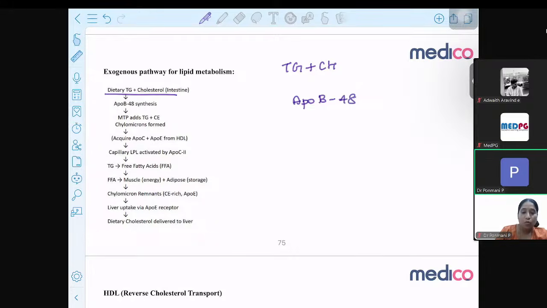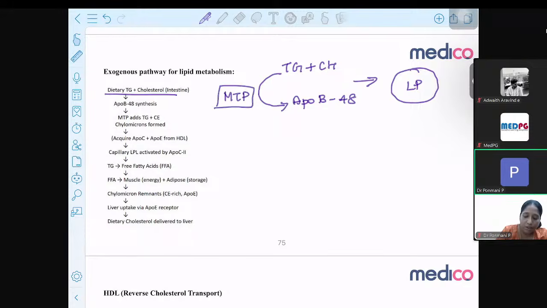And there is ApoB48, which is an apoprotein. Now, these two need to be added. Only then can it form what? It can form a lipoprotein. And what helps in adding this triglyceride and cholesterol to this ApoB? It is called MTP, which is microsomal transfer protein. This microsomal transfer protein is responsible for adding this triglyceride and cholesterol to apoprotein B48, and therefore a lipoprotein called chylomicron is formed.